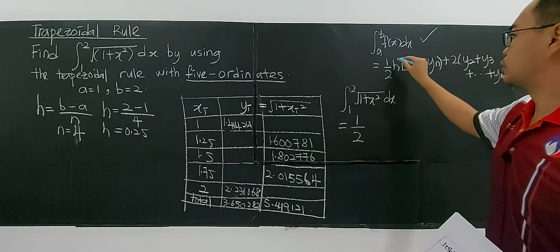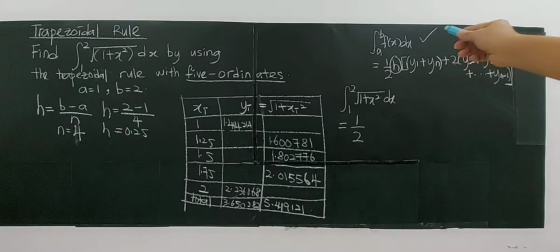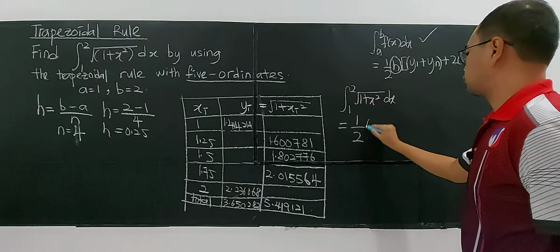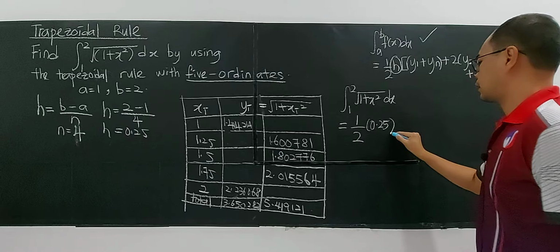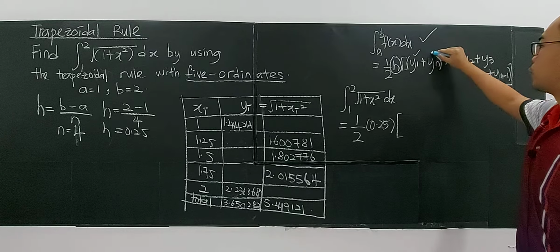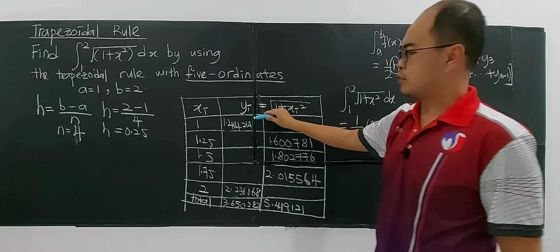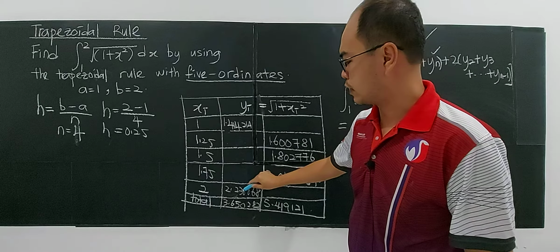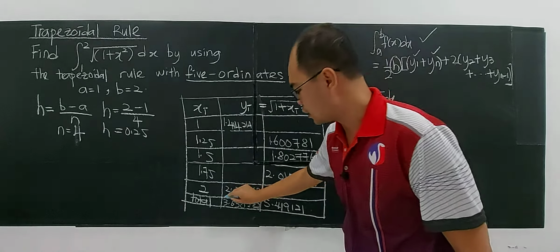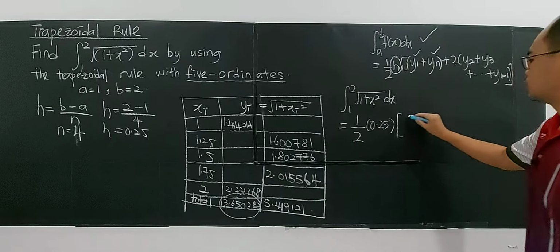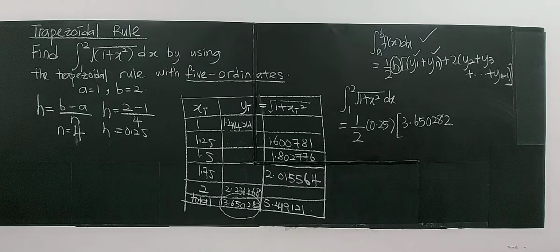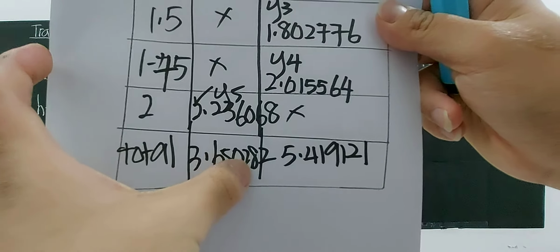Half. So what is your h? H is the length of the interval, 0.25. So you just multiply with 0.25, all right? And y1 and yn, which means the total of the first and the last value. So you don't need to total already, because you already totaled up just now, right? Which is 3.650282, right? So we have recorded it.